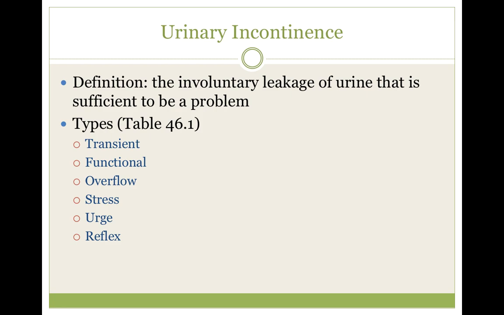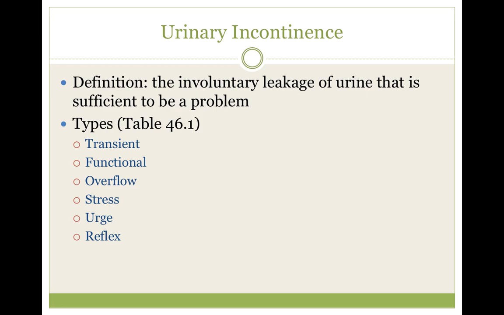An example would be if someone is on a diuretic medication that is increasing their amount of urine, or if they have inflammation from a UTI, or even if they have delirium from acute confusion, that can cause this type of incontinence. Functional is going to be the loss of urine caused by factors outside the urinary tract that interfere with the ability to respond in a socially appropriate way.